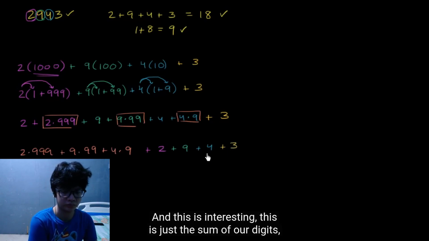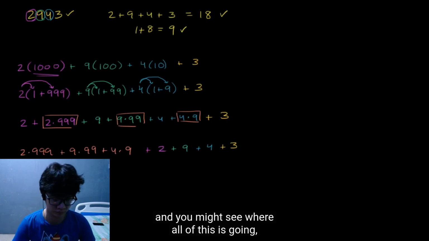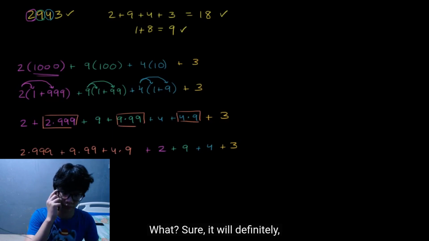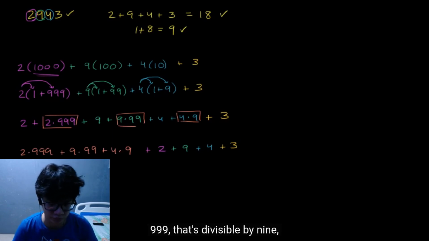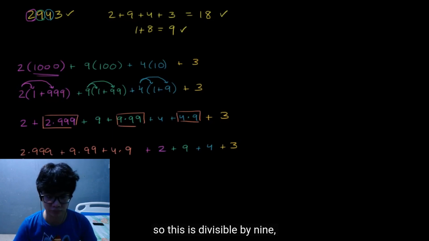This is just the sum of our digits. This is just what we did up here. And you might see where all of this is going. This orange stuff here, is this divisible by 9? Well, definitely. 999, that's divisible by 9. So anything that's multiplying by it is divisible by 9. So this is divisible by 9.